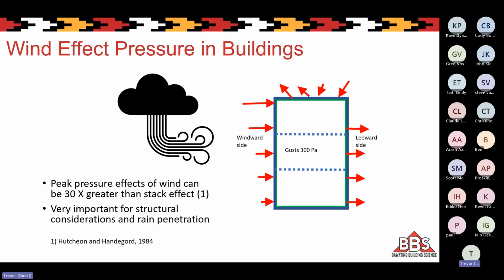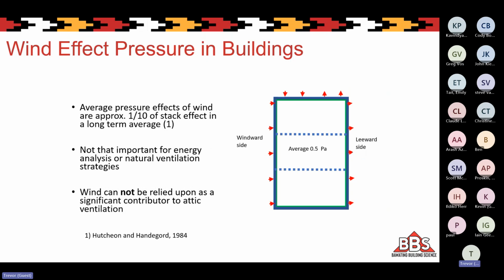From a structural perspective, we need our roof to stay on, our cladding to stay attached during these peak wind events. And also important for rain penetration, right? If those high peaks happen with rain events, then rain penetration can really be affected by those really high peaks. But actually, when it comes to roof ventilation, wind has less of an effect than you'd think.